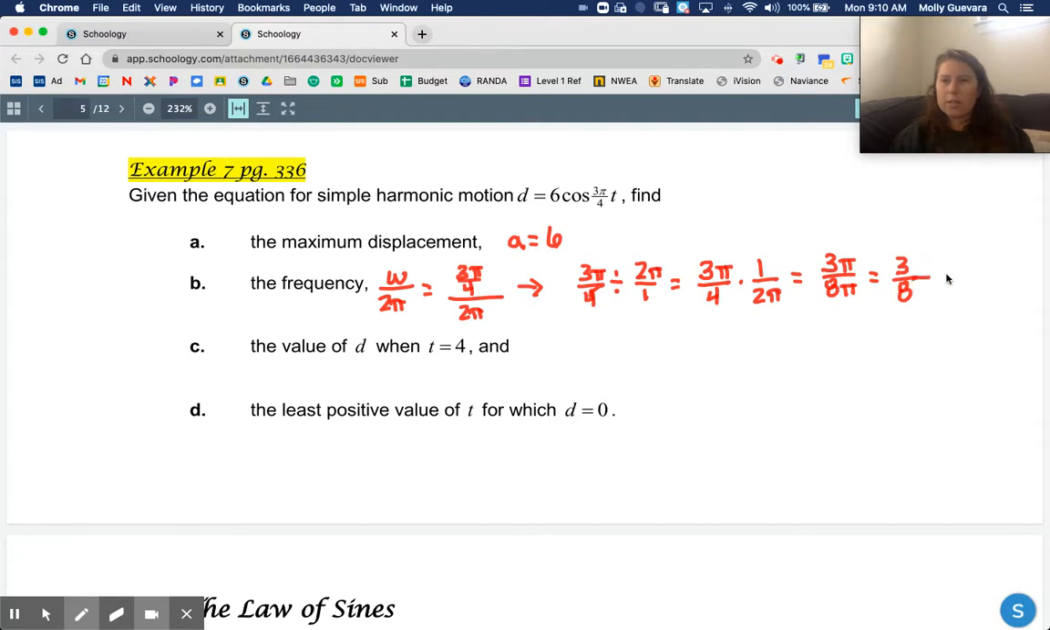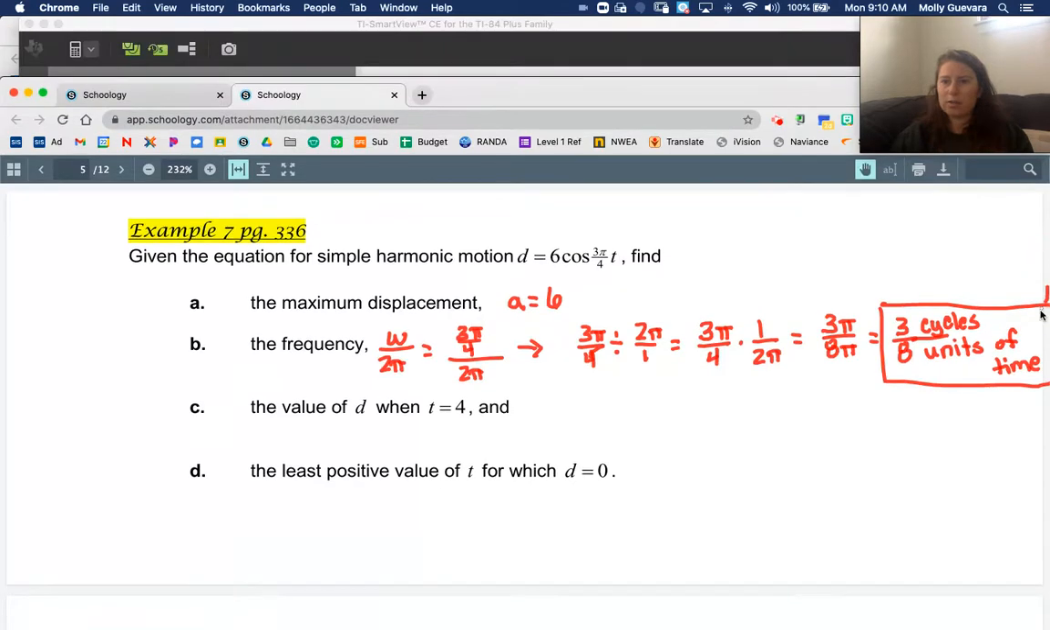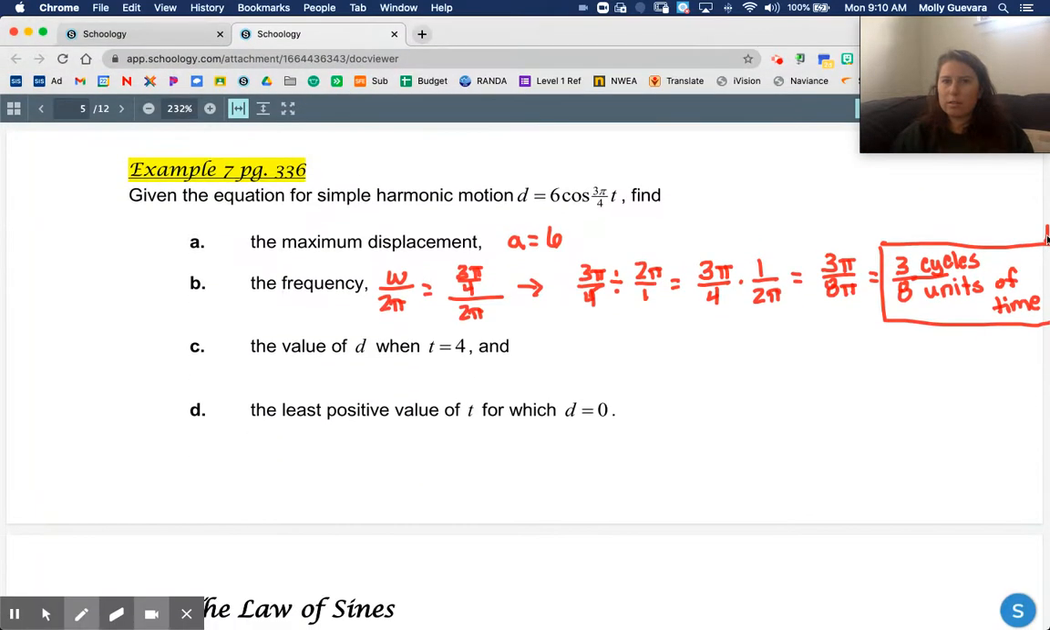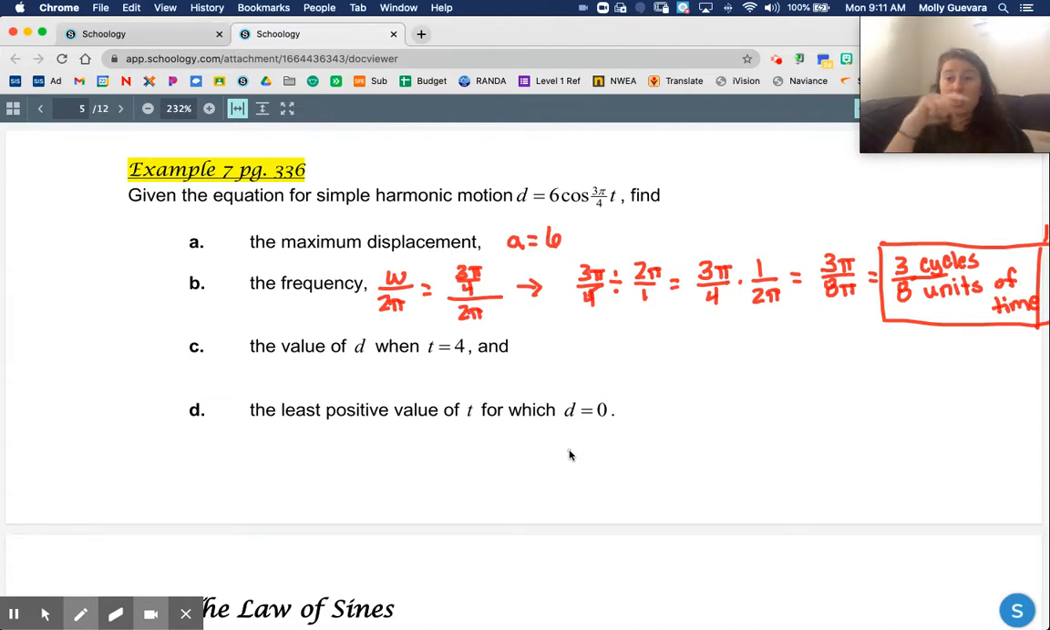So it's 3 cycles in 8 units of time. I don't know what the units of time is because it doesn't give me, right? It doesn't tell me whether it's seconds or minutes or hours or whatever. But I know that this harmonic motion goes 3 full cycles in 8 units of time.